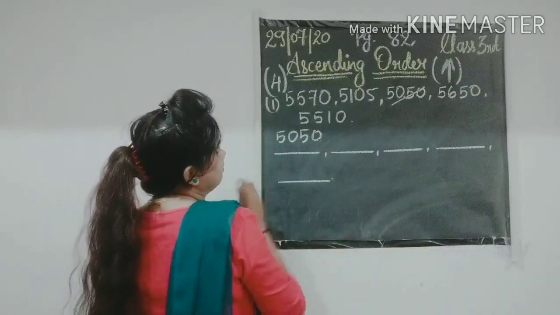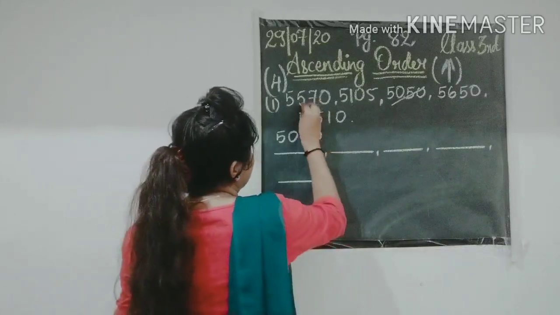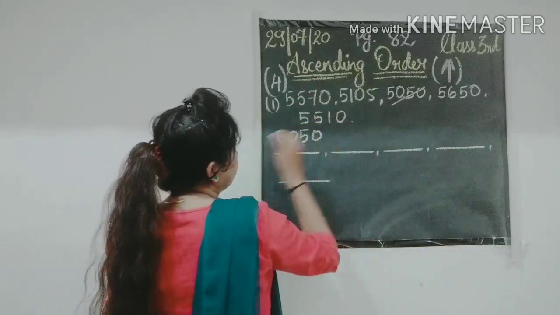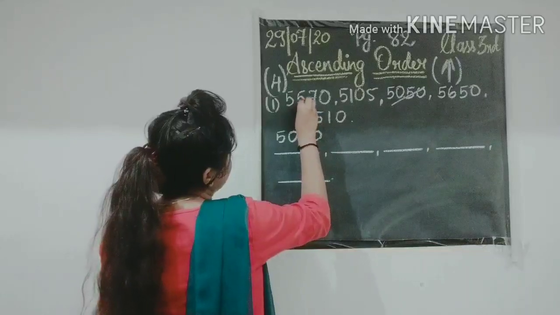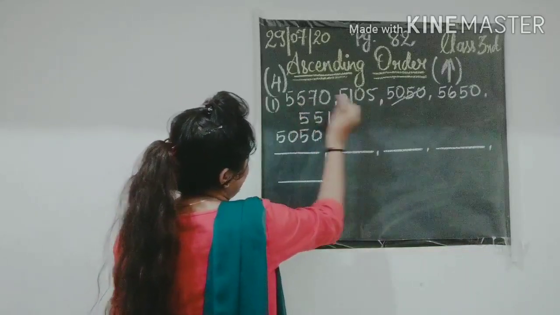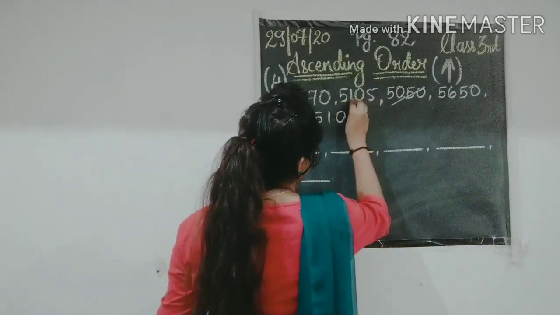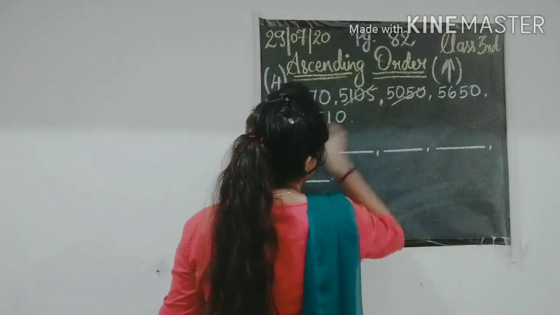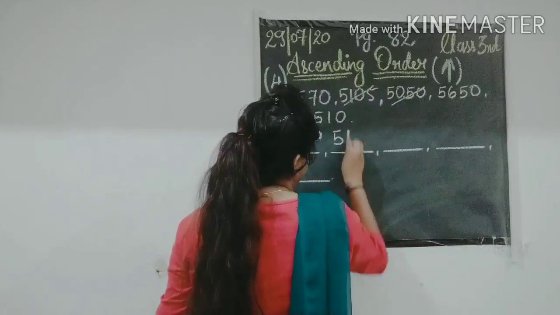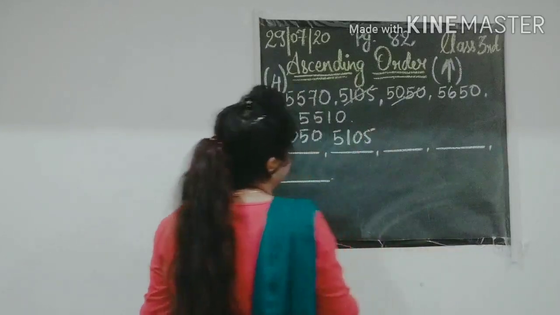Understood? Second one, again we have to find out. So in thousands place, everywhere 5 is there. Again we will compare the hundreds place. 5, 1, 6 and 5. That means 1 is the smallest here. So cut this number and write it here.